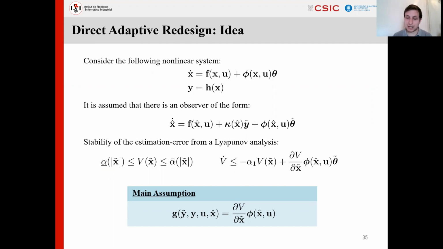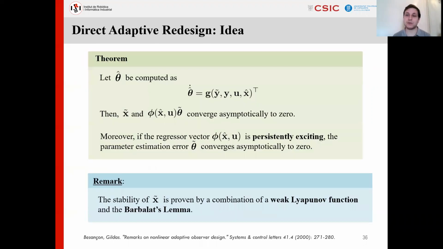In order to design such parameter adaptation dynamics, there is a crucial assumption: the existence of some function g that satisfies the last equation in this slide. If you are able to find this function g, then you can design the parameter estimation dynamics as depicted in this slide here, and show that the state estimation error converges to 0, and if you add an extra persistency of excitation condition, that the parameter estimation error also converges to 0.